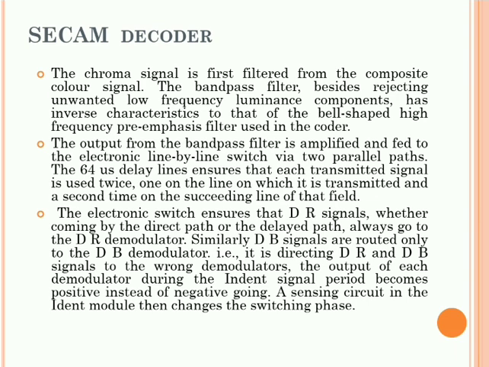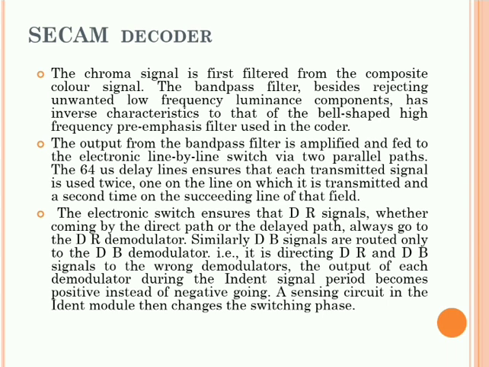The band pass filter, besides rejecting unwanted low frequency luminance components, has inverse characteristics to that of the bell shaped high frequency pre-emphasis filter used in the encoder circuit. The output from the band pass filter is amplified and fed to the electronic line by line switch via two parallel paths. The output of the filter block is given as input to this electronic line by line switch.